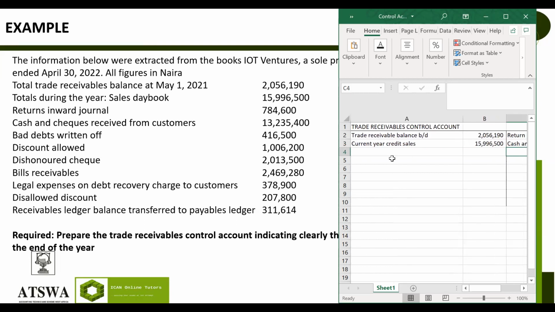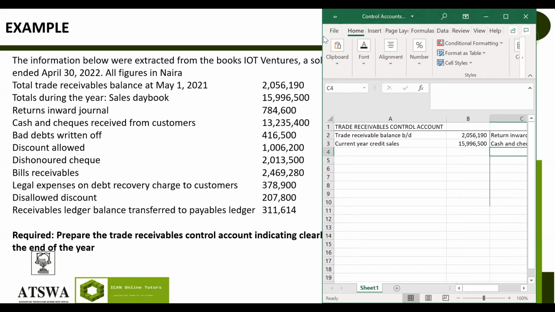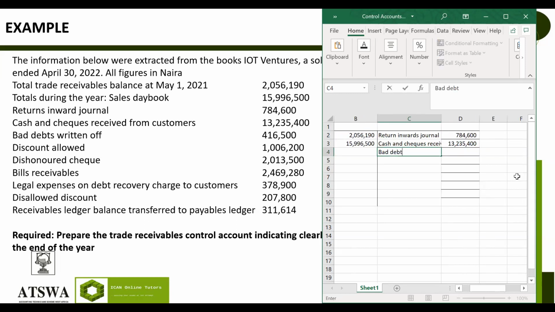What is the next one? Bad debts written off. Credit side. On the credit side, are you sure? Yes, sir. Okay, because we are reducing the amount that they are owing us. How much is bad debt written off? 416,500.